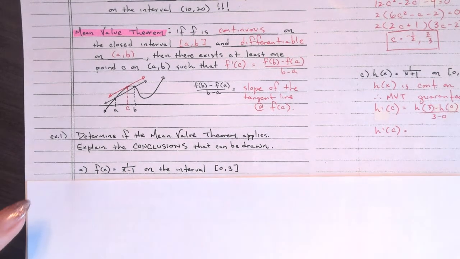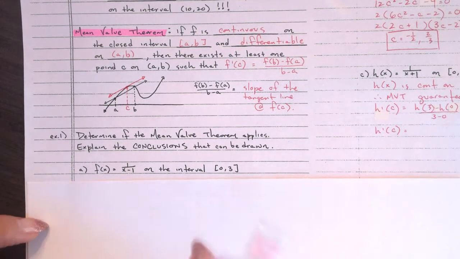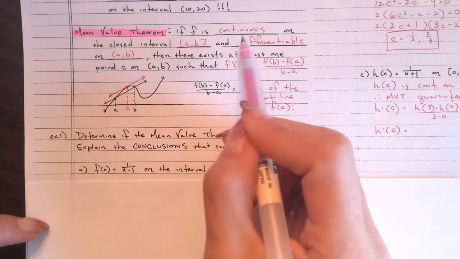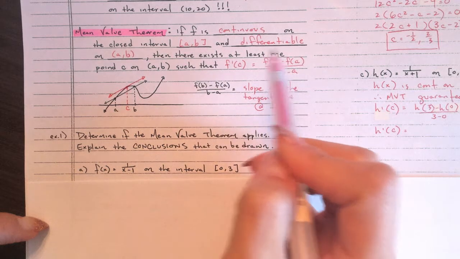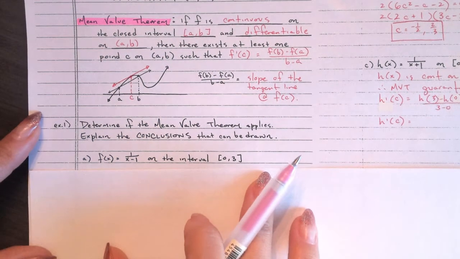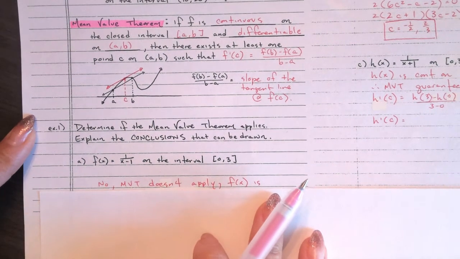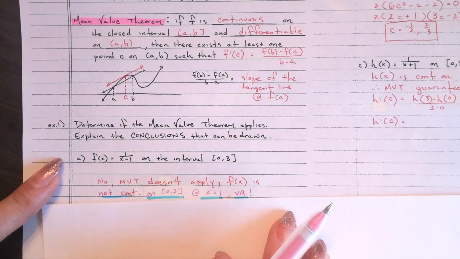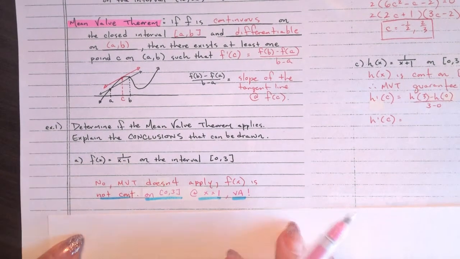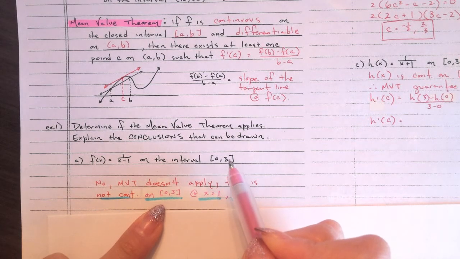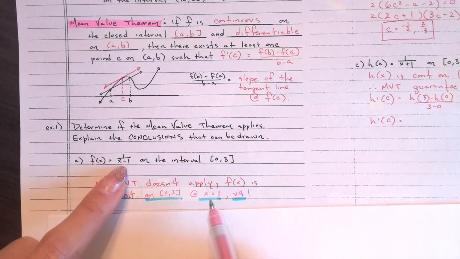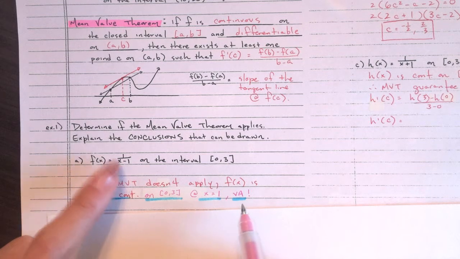You're gonna list 4 things. So you're gonna tell me, is it continuous? If it's not, then why not? If it's differentiable, and then if it's not, and then why not? So here are the 4 things I want from here. So no, MVT does not apply. F of X is, and I want 4 things. Not continuous on this closed interval at 1 because there's a vertical asymptote.